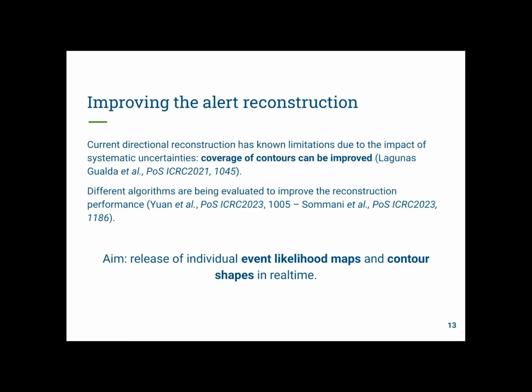And the aim will be to release these individual event likelihood maps and contour shapes also in real time, because now what you receive is the bounding rectangle of the 90% area.